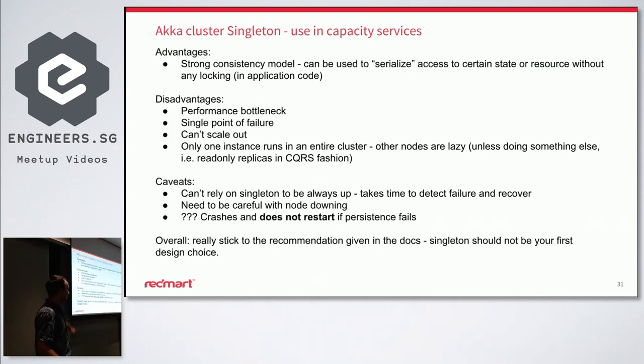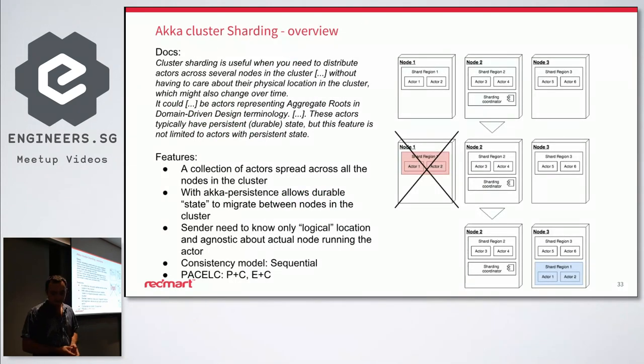So overall, really stick to the recommendation given in the Akka docs. Singleton should not be your go-to choice for design. So this is about sharding. The idea here is that your application state could be represented as a collection of reasonably independent entities, and you want to spread those entities across the cluster to achieve higher resource utilization, be able to run more stuff. One of the use cases given in the docs is that if your application state doesn't fit into memory of a single machine, you might want to utilize sharding so that you shard it and utilize memory of multiple machines, right?